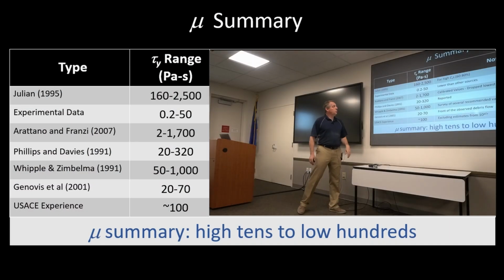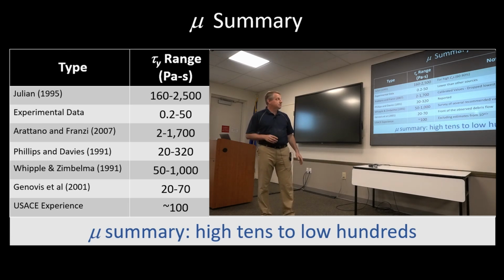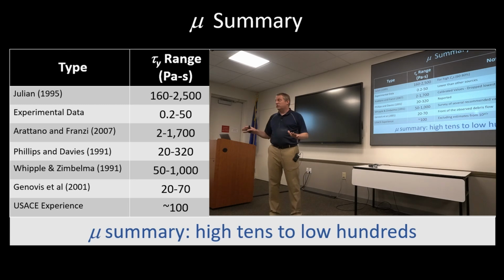Julian, 160 to 2500. This is pretty high concentrations, 60 to 80. Experimental data, 0.2 to 50. It's a lot lower than the other sources. Again, I'm going to say that the experimental data maybe not that useful.